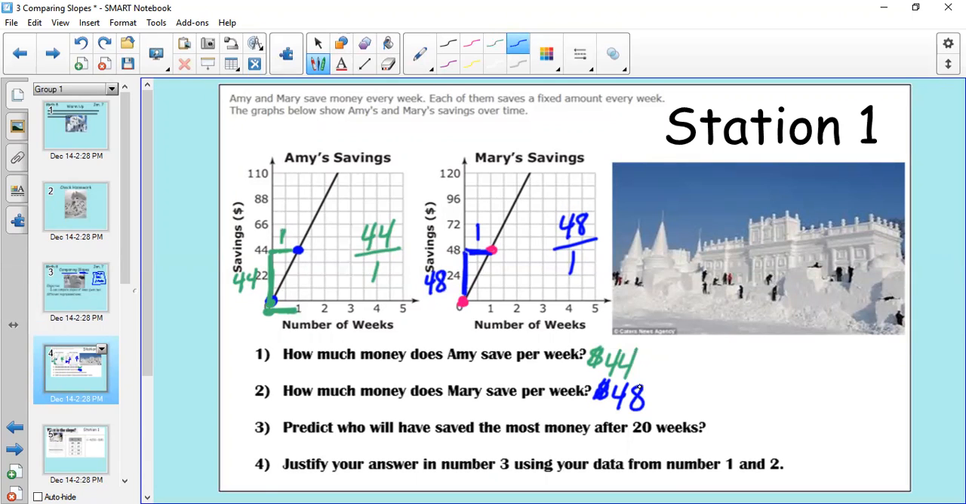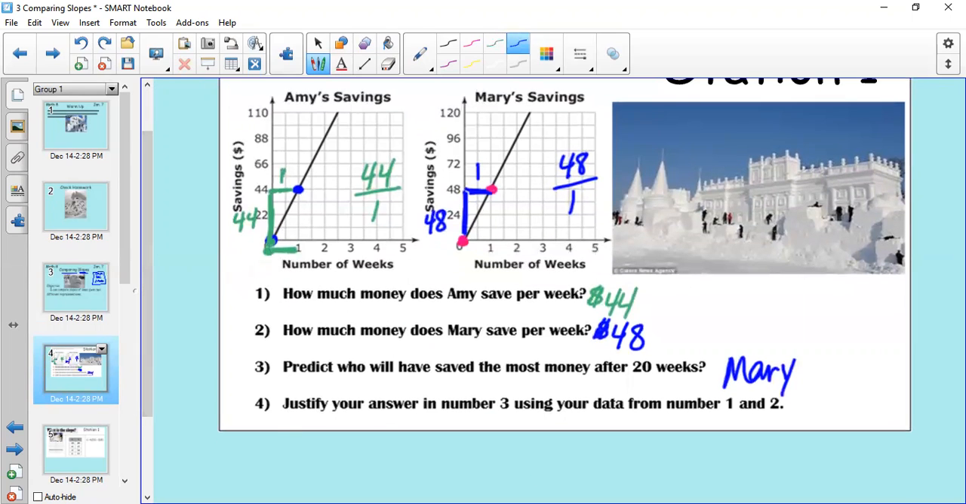So if this pattern keeps up, predict who you think is going to save the most money after 20 weeks. Well, who's saving more? In this case, Mary is. And whenever we have to explain or justify our answer, we usually like to put in some kind of math for it. So I would say how much more she's saving every week. So Mary is saving $4 more every week.